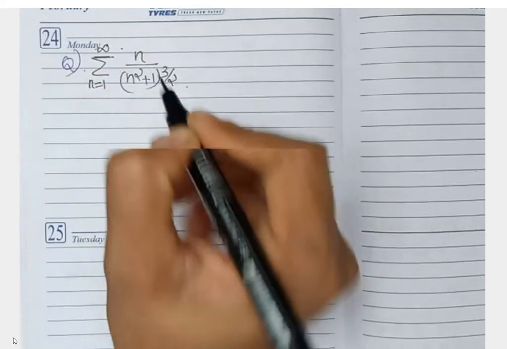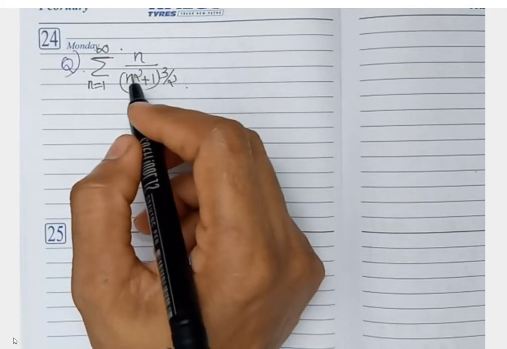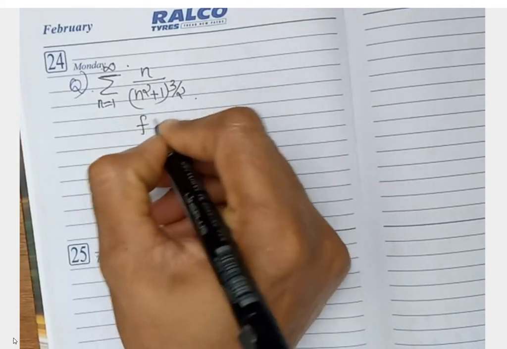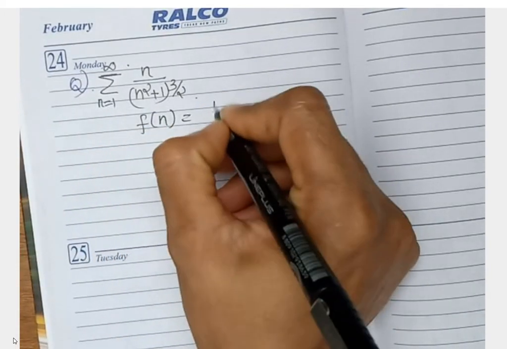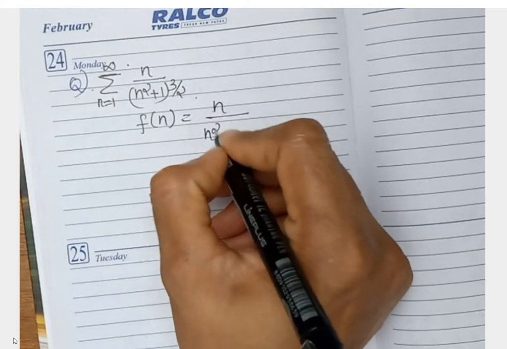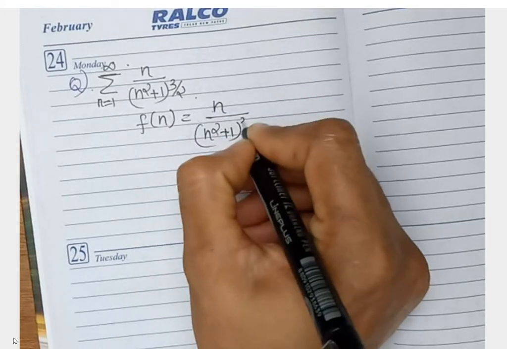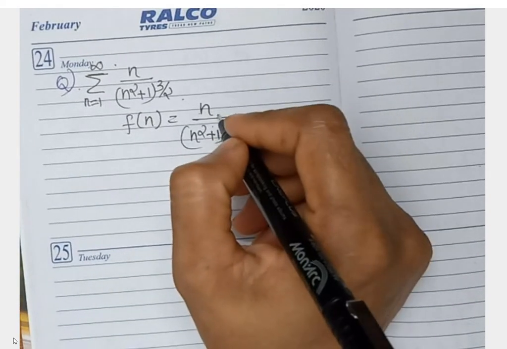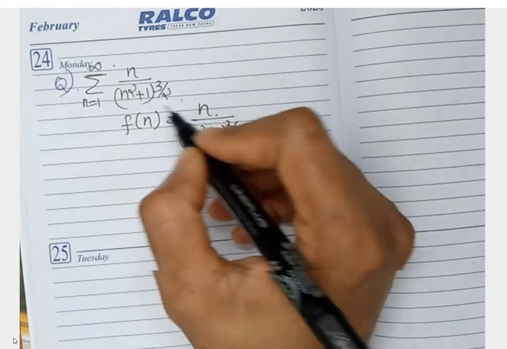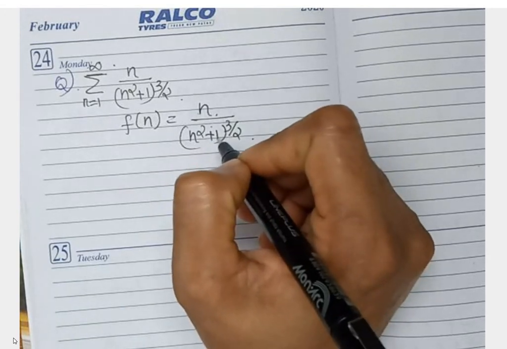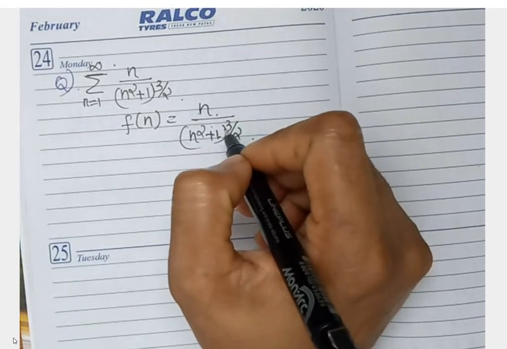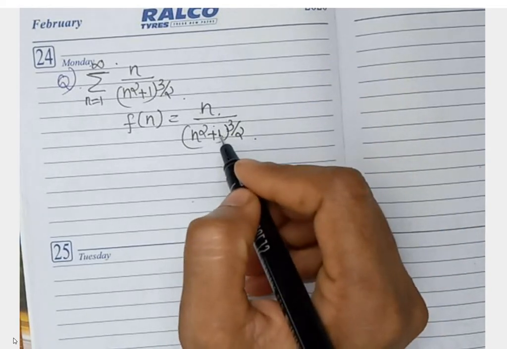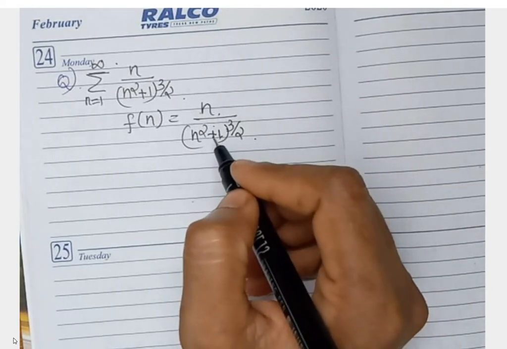Integral test to check whether the series converges or diverges. For that, we have f(n) = n divided by (n² + 1) raised to 3/2, for n = 1 to infinity. We can see that this is a positive series, and it is continuous and positive. This is a polynomial type equation, so it is continuous and positive.